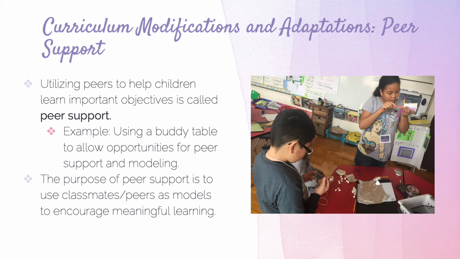The next curriculum modification and adaptation is peer support. By utilizing peers in the classroom, it allows children to learn important objectives, which is also known as peer support. Now, the purpose of peer support is to encourage meaningful learning by using classmates or peers as models. So a good example of this would be using a buddy table, which would allow several opportunities for peer support and modeling.